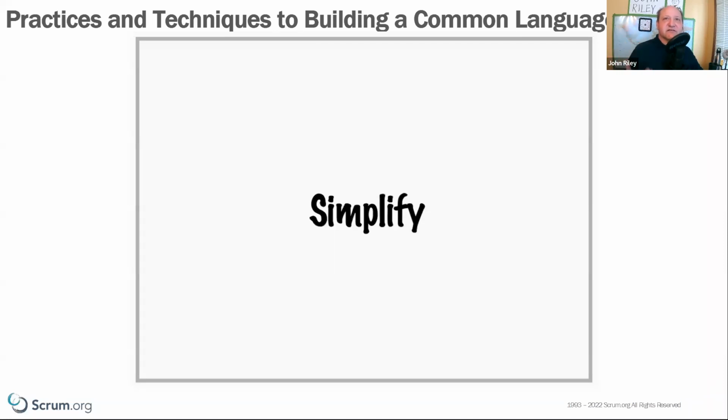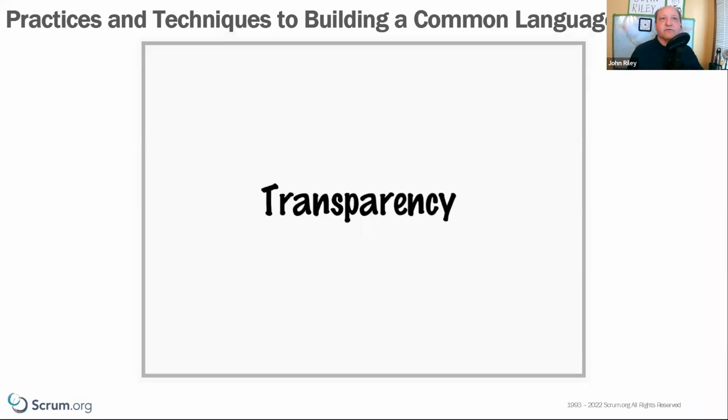So establishing this simple common language, very important. The other thing I found is to make it transparent. As a Scrum Master, this should be your primary job, is to make this stuff transparent. This is where I failed in that scenario that I was talking about with the truck rental company. Okay. I should have said something when I saw something.